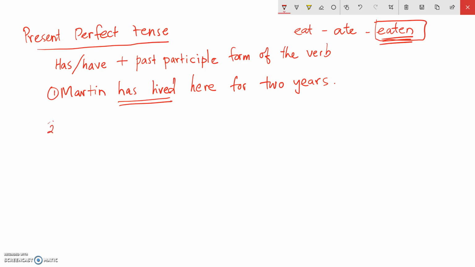The second use would be to talk about separate actions that happen in the past and may happen again in the future. For example, he has gone to work. Talking about separate actions in the past and may happen again in the future.